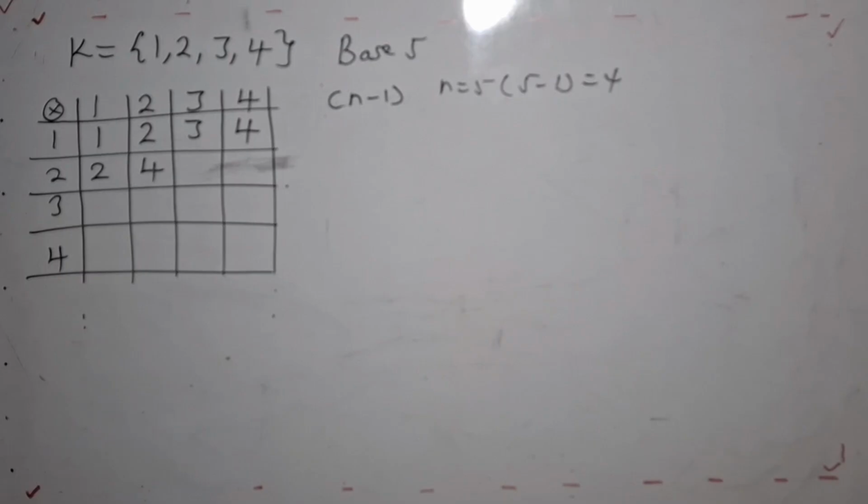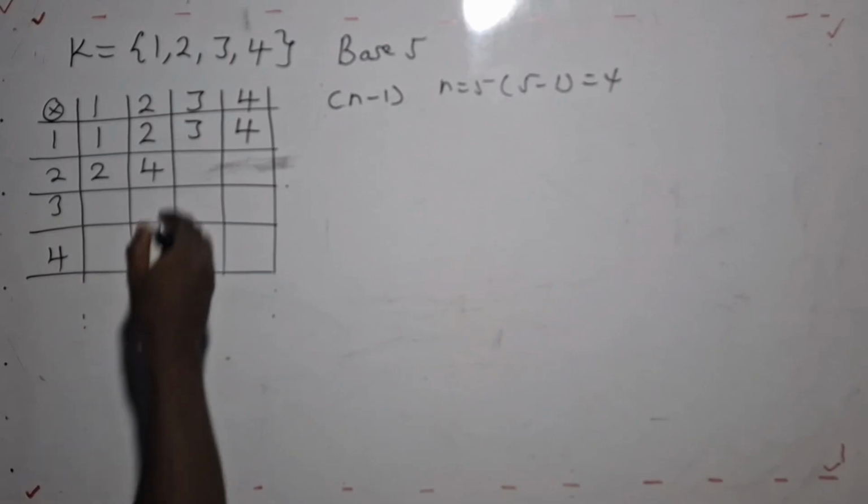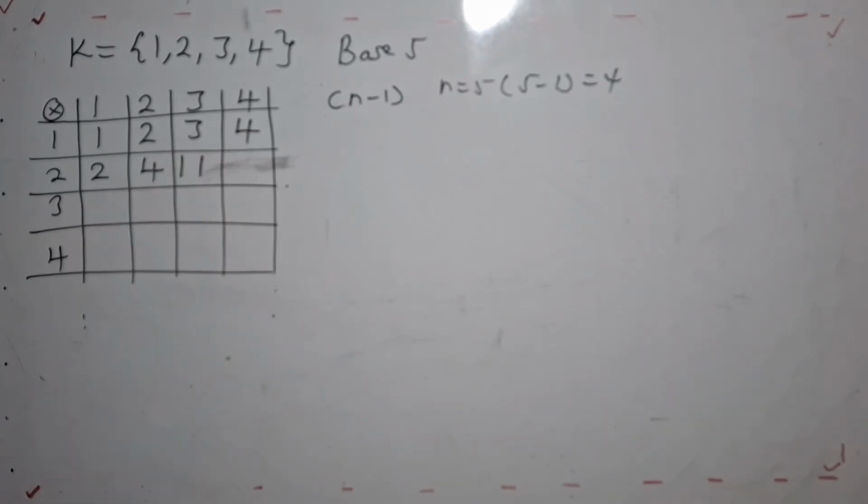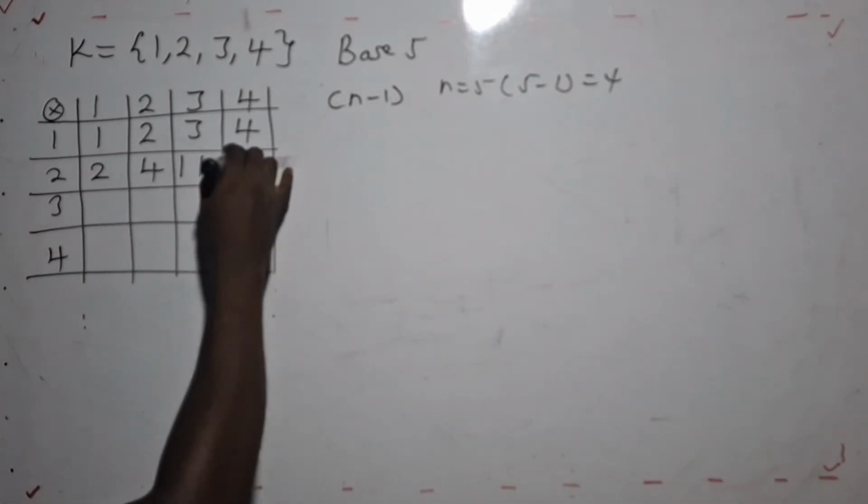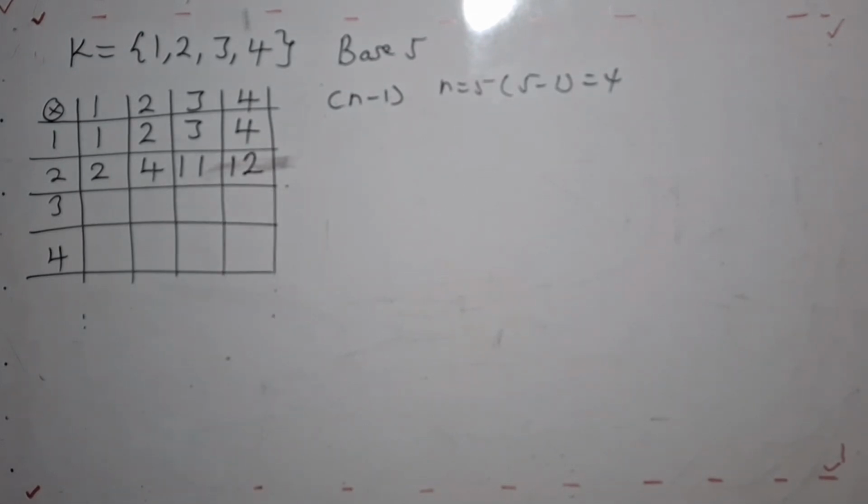Now 2 times 3 is 6. 6 is not accepted in base 5. So 6 divided by 5 is 1, remainder 1. Now 2 times 4 is 8. 8 divided by 5 will be 1, remainder 3.